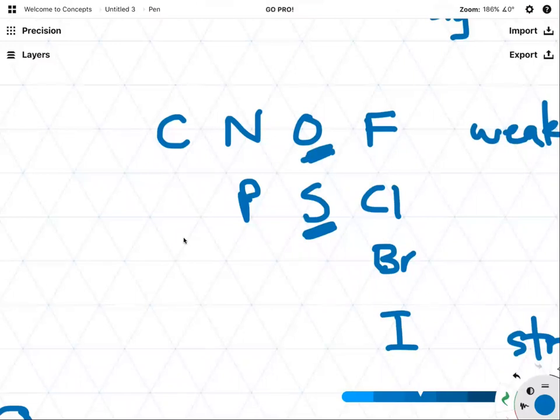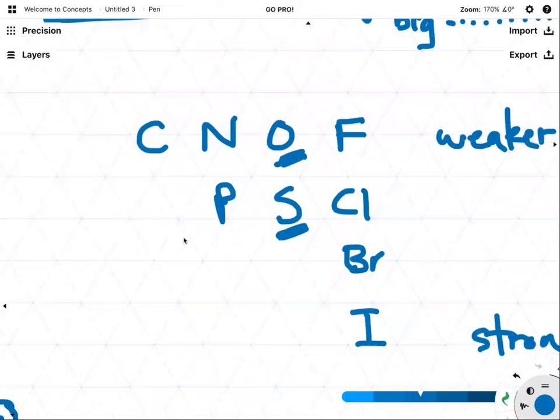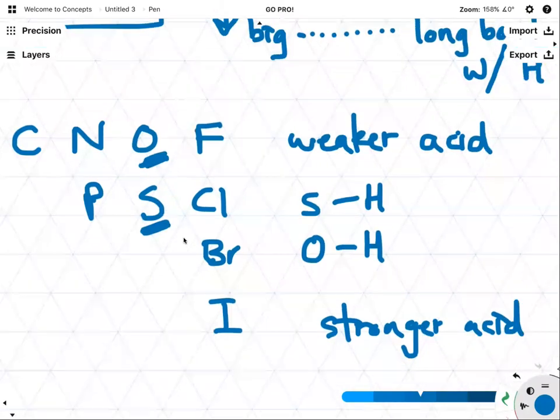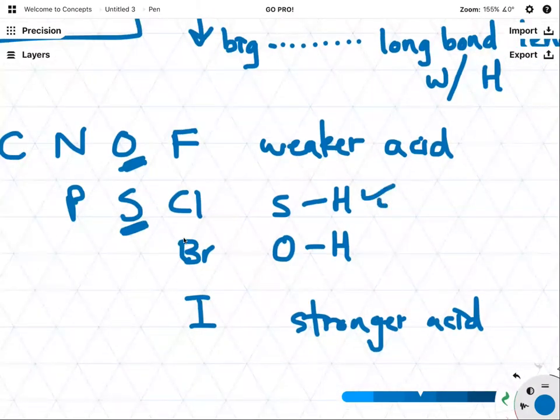In the same group. So you're going to have, let's say, S bonded to an H and an O bonded to an H. The bond length between the S and the H is longer than O and H. So which one wants to give up its hydrogen more easily? The sulfur or the oxygen? So hopefully you said sulfur. So between those two, sulfur, sulfhydryl, is the stronger acidic group. And oxygen would be the weaker group in terms of it being an acid.